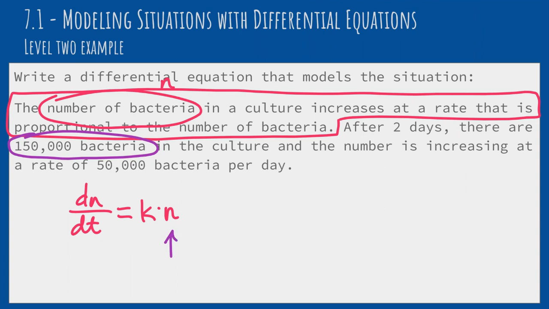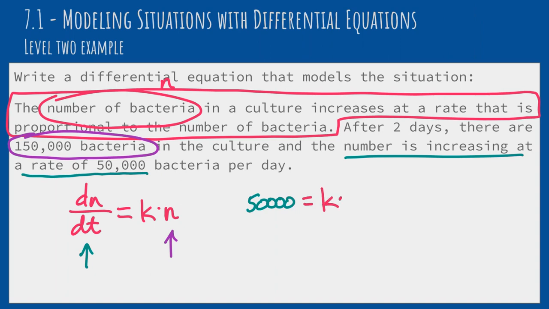That's going to be a number of bacteria at some particular time. It also says that at this particular time, the number of bacteria is increasing at a rate of 50,000 bacteria per day. That right there is a rate which represents dn dt. So by plugging the 50,000 in for dn dt and the 150,000 in for n, we can use that to solve for k.